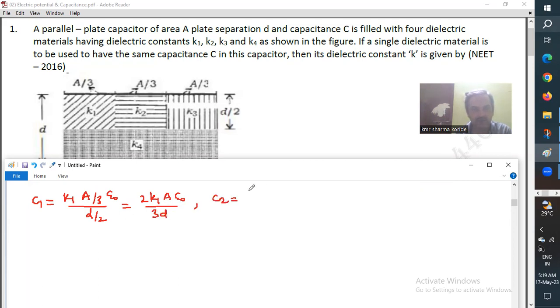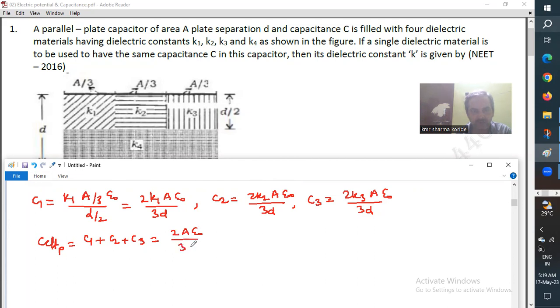Similarly, C2 is equal to 2K2 A epsilon naught with 3D and C3 is 2K3 A epsilon naught with 3D. So remember, areas are divided, so they are parallel. So therefore, C effective parallel is equal to C1 plus C2 plus C3. So you are adding, that means you can directly take out common 2A epsilon naught, 3D you can take out common. So this is multiplied with K1 plus K2 plus K3.